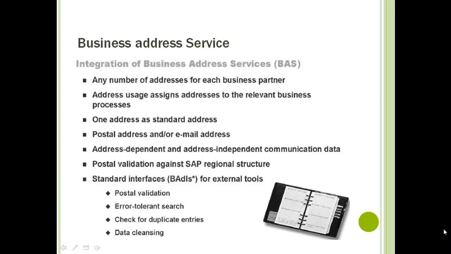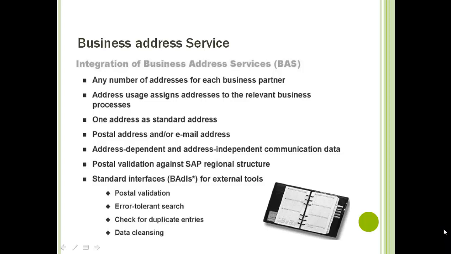The postal code, the city, and the street can be validated by performing a check against SAP regional structure. You can also use external software to validate the postal data, check for duplicates and error tolerance searches. Like you can do a checking for postal codes, cities, streets, and combination of these for consistency. During the check, missing elements are added. For example, if you enter only the city, the postal code could be added.